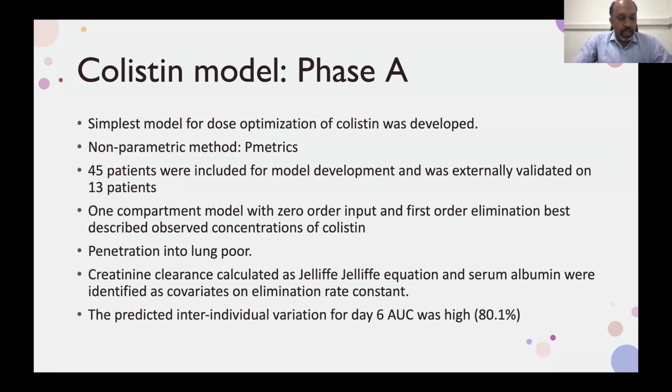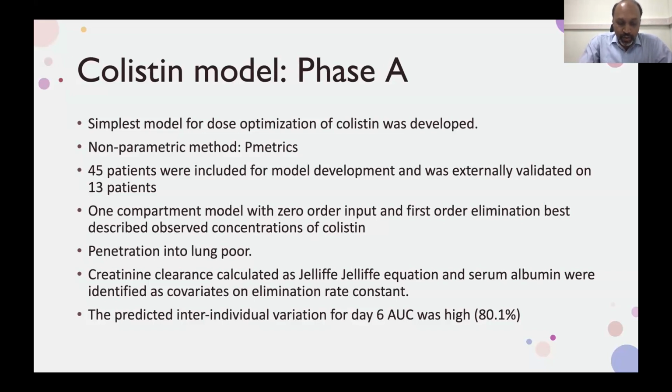In phase A, the colistin model was developed using P-matrix. 45 patients were included for model development and it was externally validated on 13 patients. A one compartment model with zero order input and first order elimination best described observed concentrations of colistin. Addition of a lung compartment for those who received inhalational colistin did not improve predictions, and therefore we assumed that the penetration of colistin into lung is poor. And we identified creatinine clearance calculated using the Jelliffe equation and serum albumin as covariates on elimination rate constant.